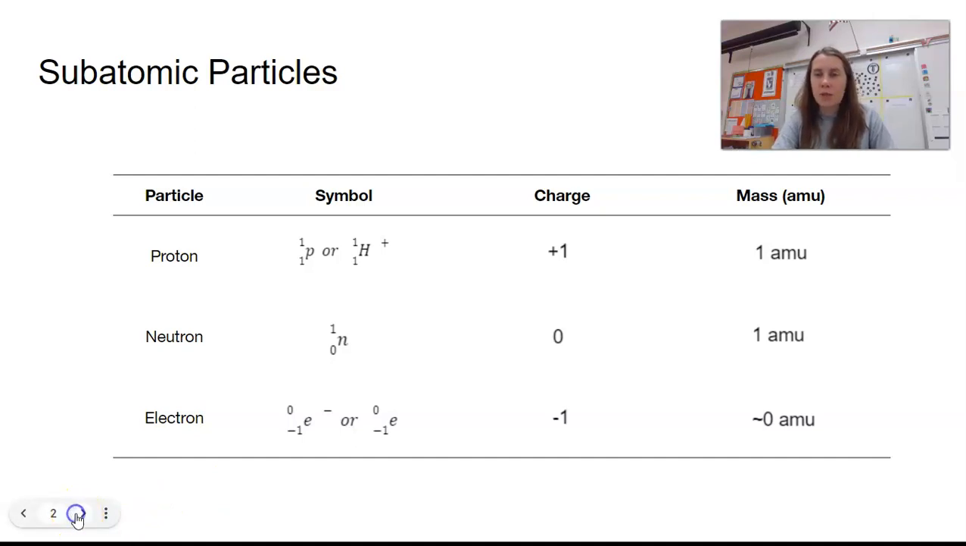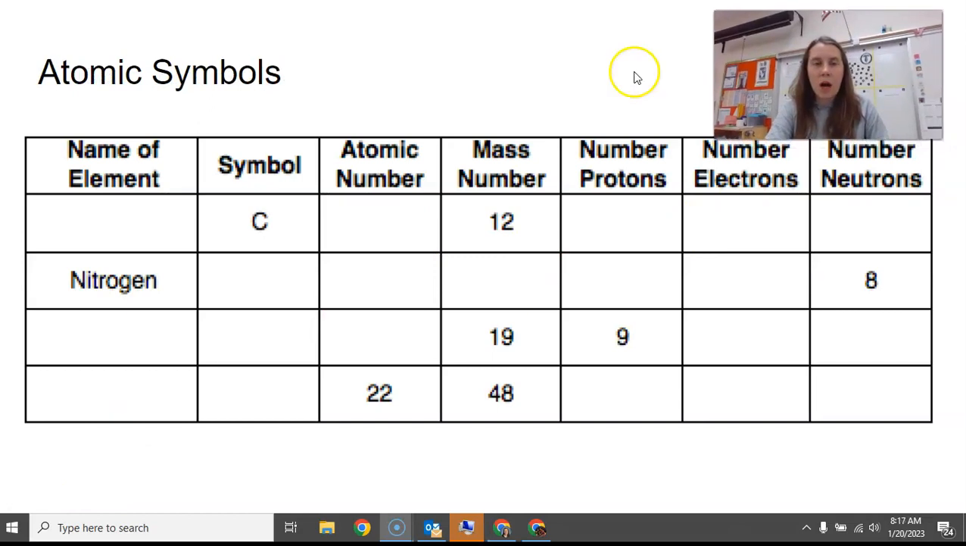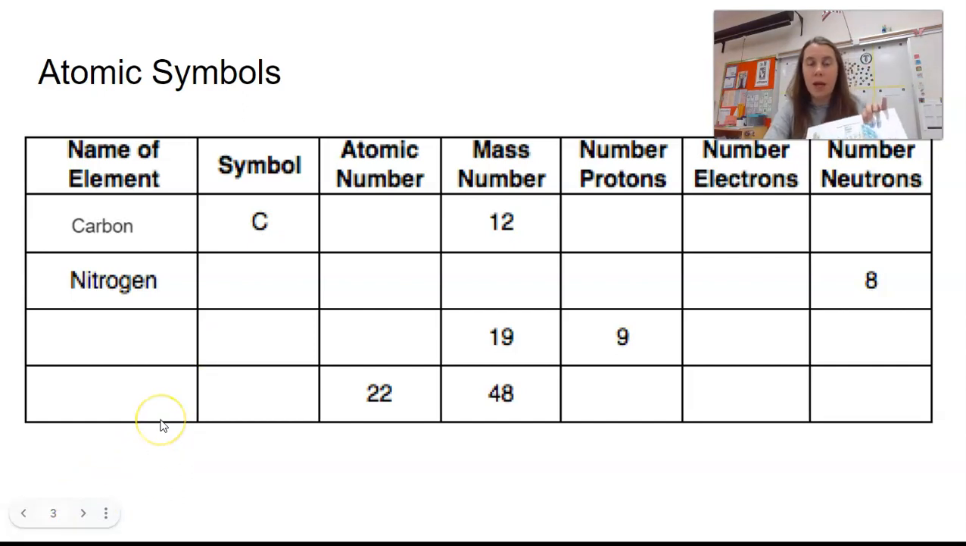So now let's go through some examples and talk about how we will figure out what this symbol is going to be. All right, so for each of these, we're going to fill in one row with all the information we know about that element. Okay, so our first one is C, all right? So if we look at our periodic table and find the element that has the symbol C, that is carbon, okay? So we can put that in as our name.